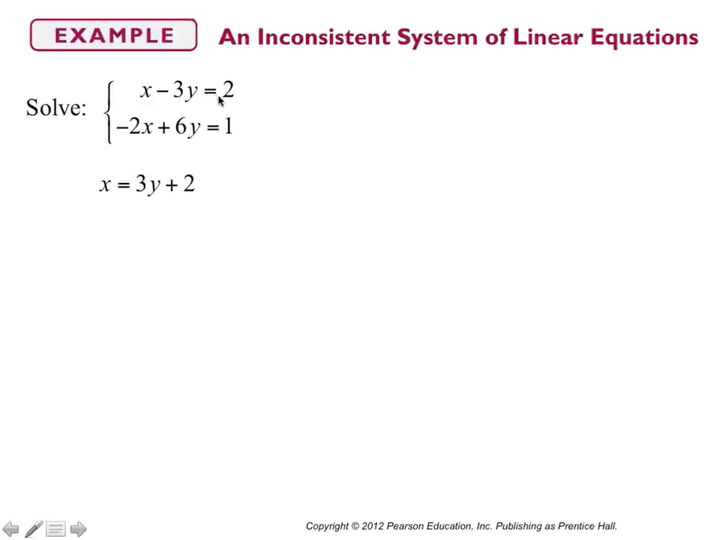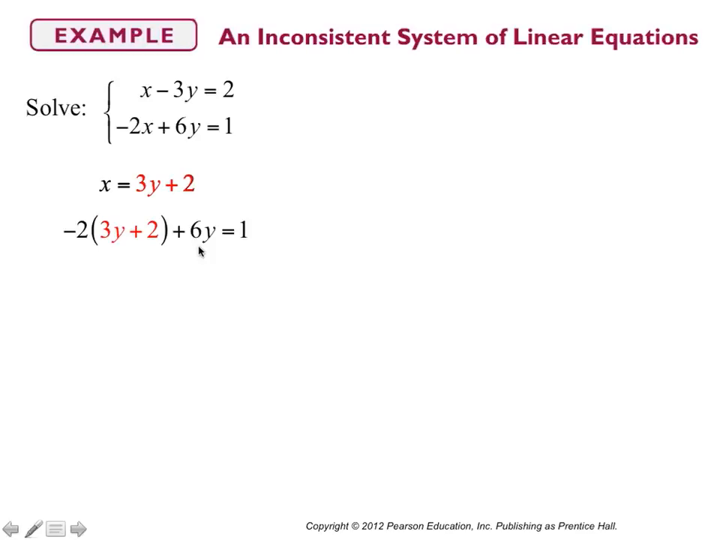So they're taking this first equation and they've solved for x. So we have x equals 3y plus 2. And then what we do is we take this 3y plus 2, this is just substitution, and we substitute this in for x here. So I have negative 2 times 3y plus 2 plus 6y equals 1.